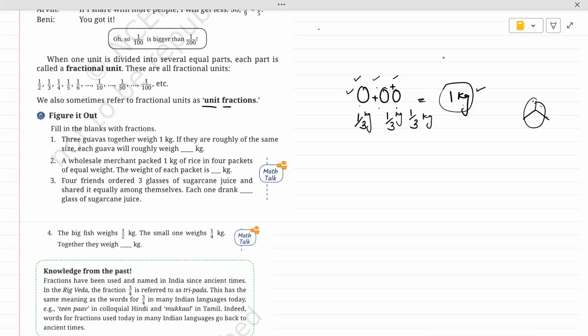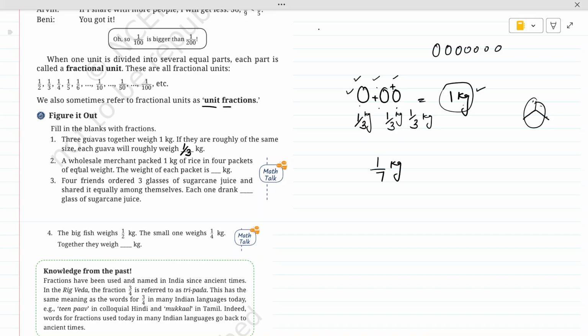So consider the case if we have 7 such guavas of same size, then their weight will be 1 by 7 kg because then they will be 1 by 7th of the whole. But in this case, we have 3, so we can write this is 1 divided by 3 kg.